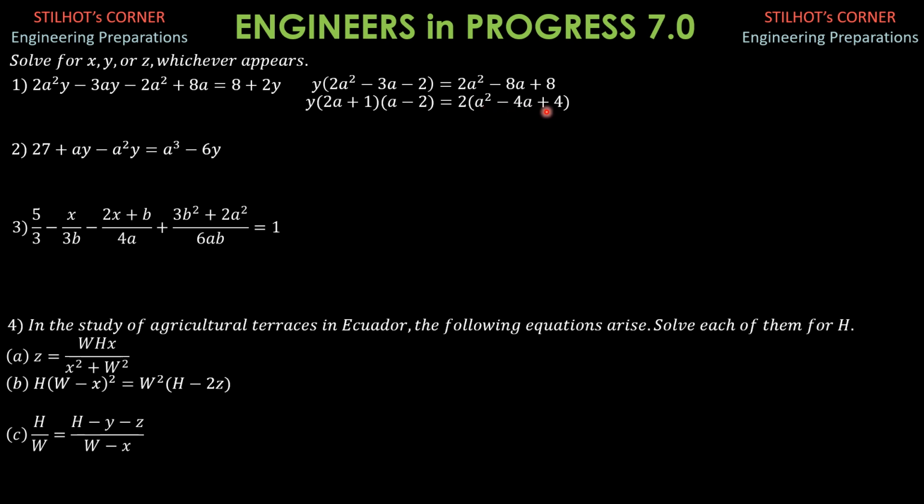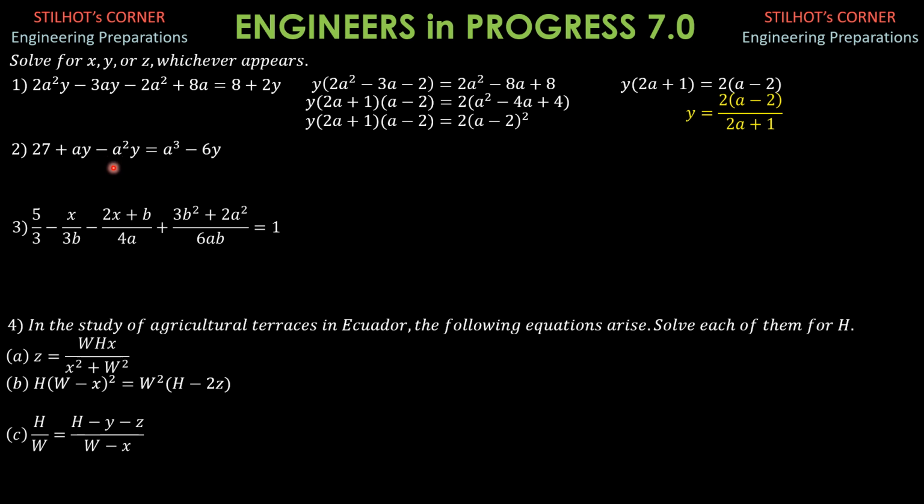The right side, this factor here is a perfect square trinomial. We can factor this into a minus 2 quantity square. So y times 2a plus 1 times a minus 2 equals 2 times a minus 2 quantity square. So we can cancel a minus 2, leaving one factor a minus 2 to the right. So y times 2a plus 1 equals 2 times a minus 2. Finally, we divide everything by 2a plus 1. So the value of y is 2 quantity a minus 2 all over 2a plus 1. So that's the value of y.